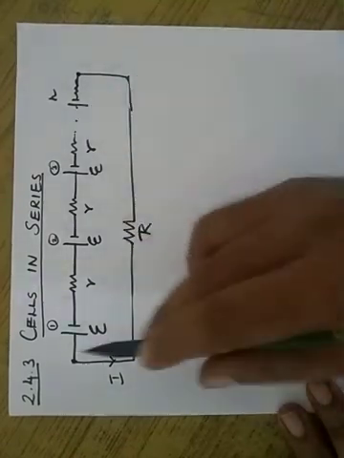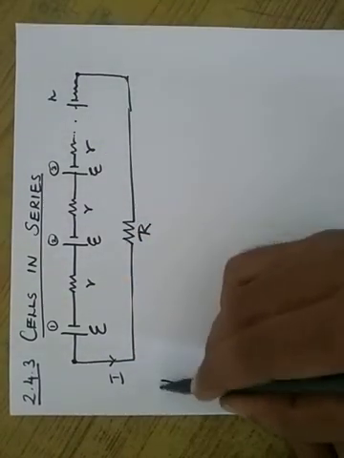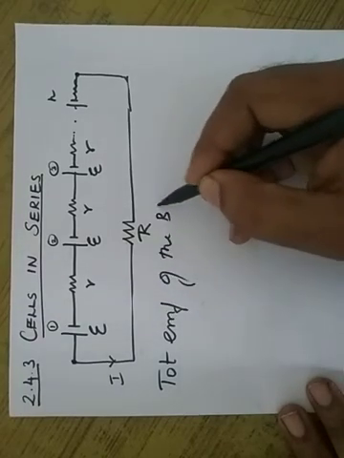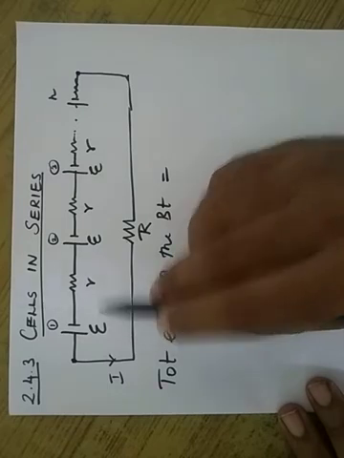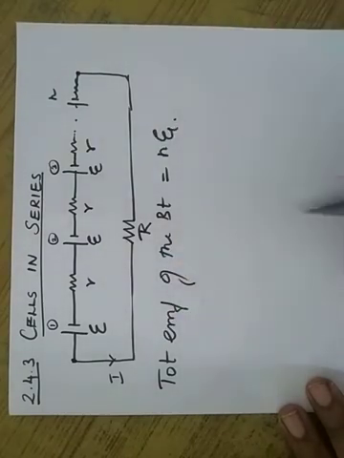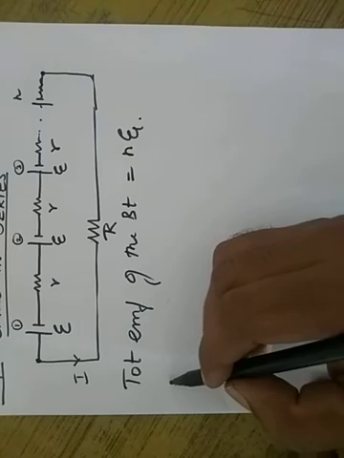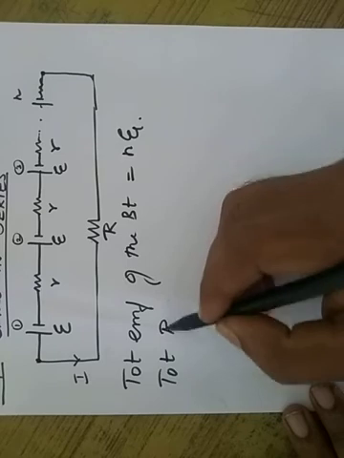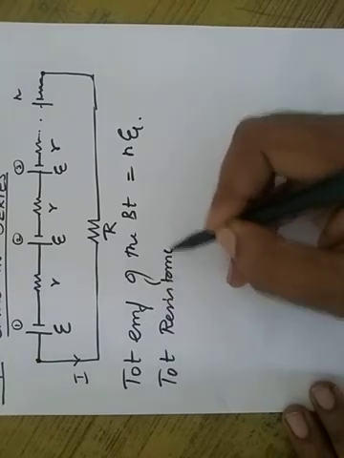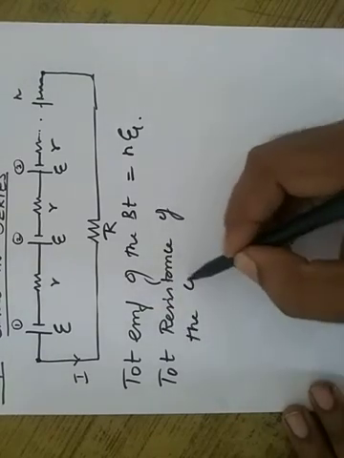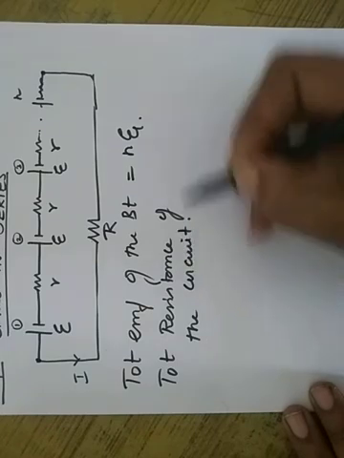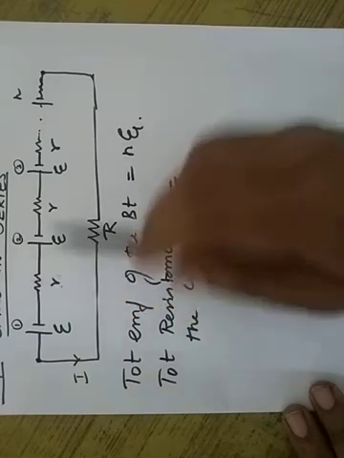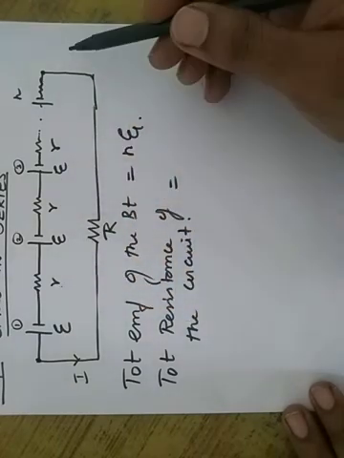Here the total EMF of the battery is n psi. Then the total resistance of the circuit we have to calculate, that includes the external resistance also. Here small r, there are n r's, and they are connected in series.